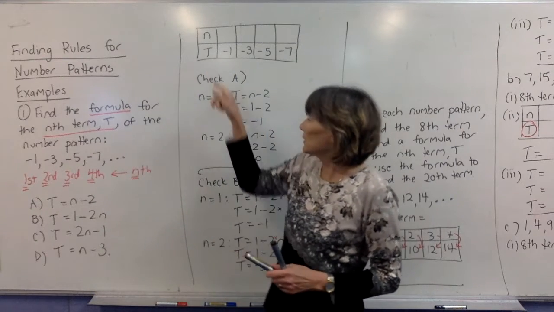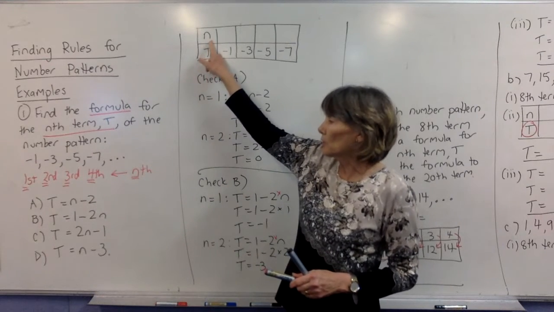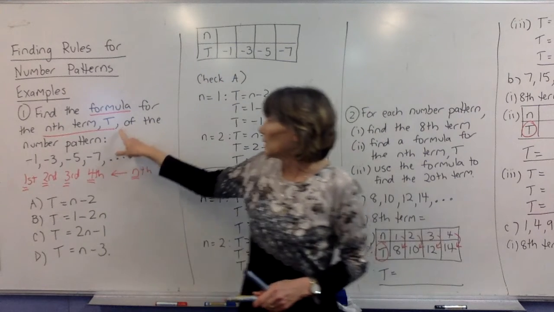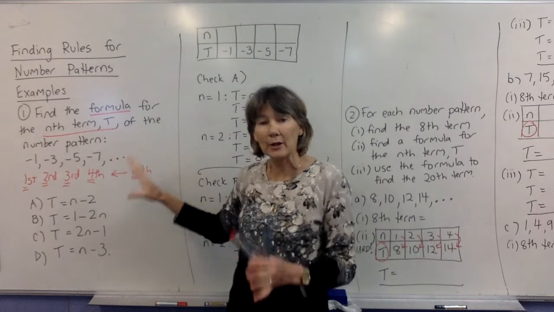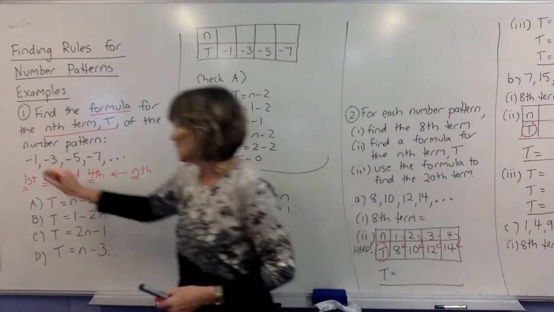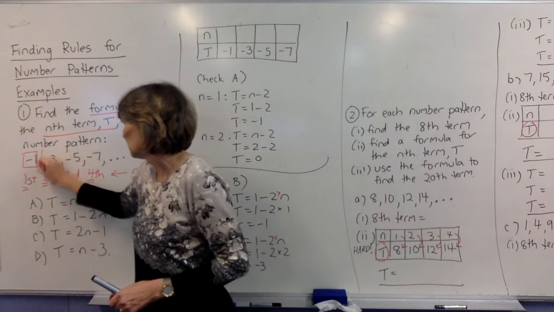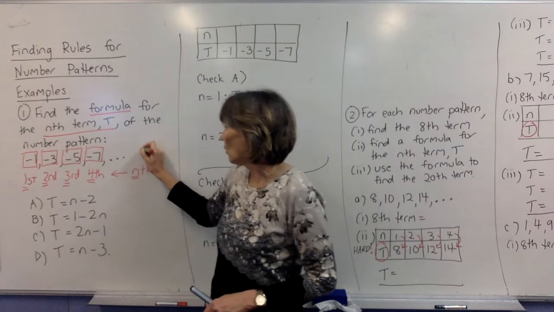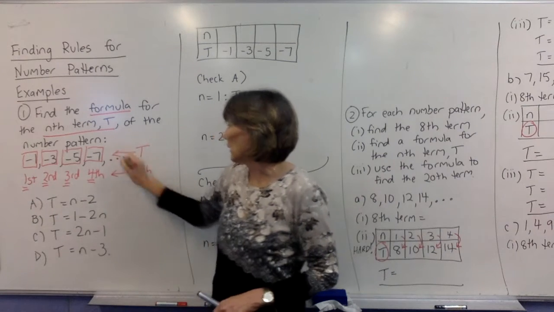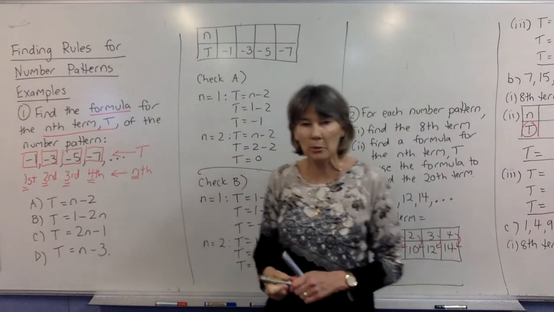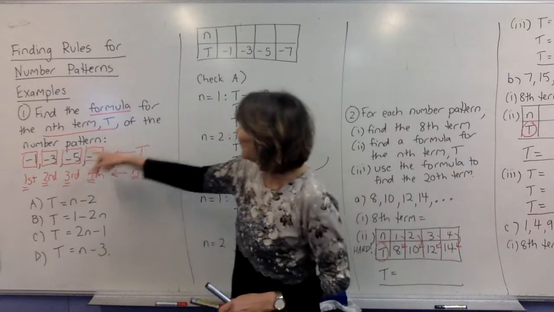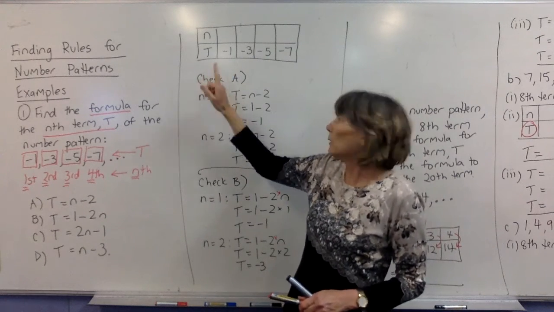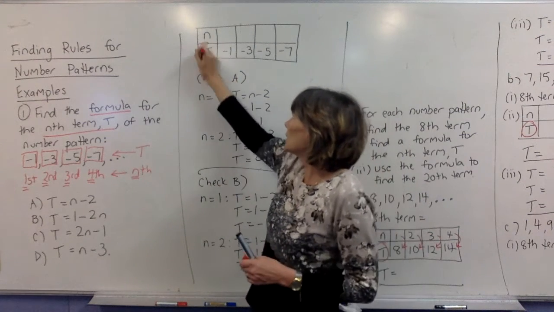So what we're doing is starting with a table here. We're going to have n up the top for the position, and then t down the bottom, which is actually working out the actual value of the term. So the actual number. So these things down here are your terms or the value of the number in the term. Okay, so that's where they come from. So we have -1, -3, -5, -7. They're our terms.